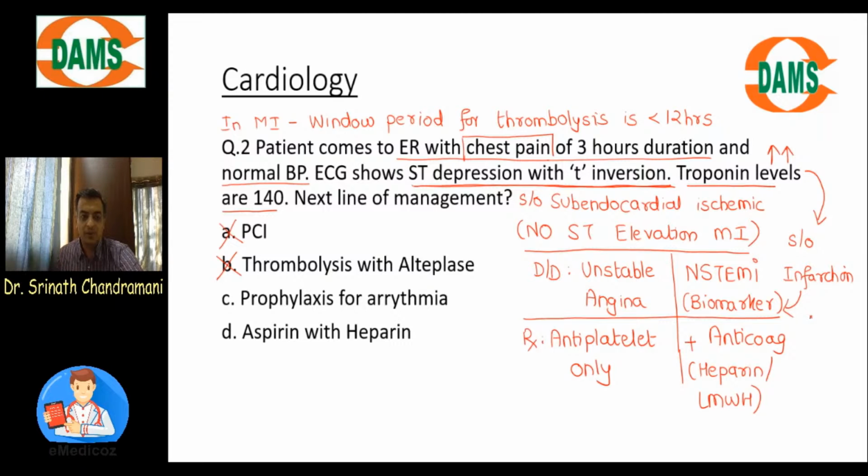So there is no question of doing PCI or thrombolysis. There is no question of prophylaxis of arrhythmia, but the treatment is to offer both antiplatelet with anticoagulation to prevent reinfarction. This is the best correct answer for this question, right? I hope you get that. Approach is the key to this question.